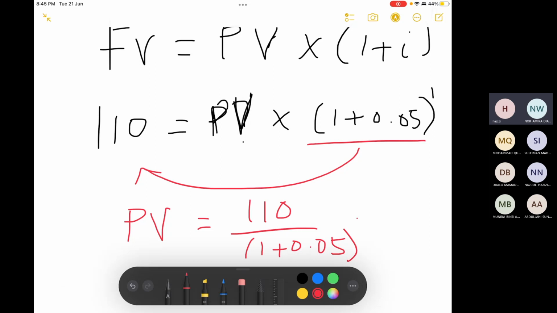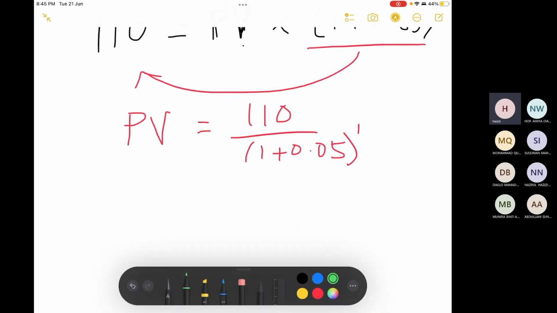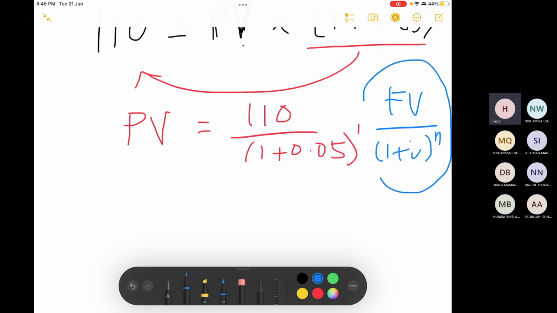0.05 to the power of 1, right? Okay, so what is this? 110 is the future value, right? 1 plus i to the power of n. Isn't it the formula that we were looking at just now? It is, right?